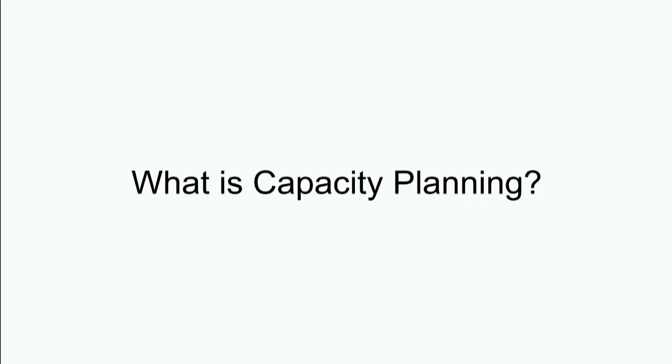So let's start off by defining what capacity planning is. Per Wikipedia, the formal definition is the process of determining production capacity needed by an organization to meet changing demands for its products. A more pragmatic definition, however, is just knowing in advance when your site's going to fall over.